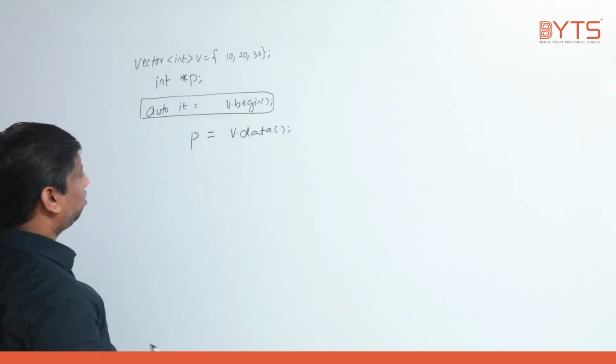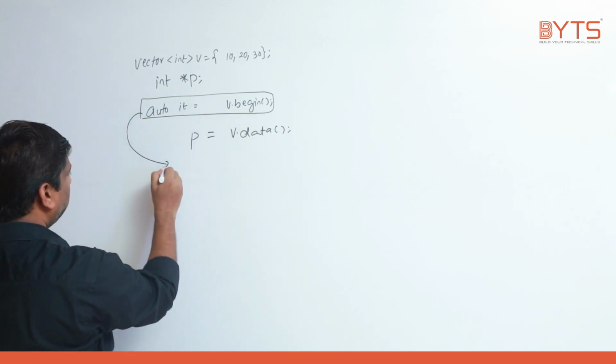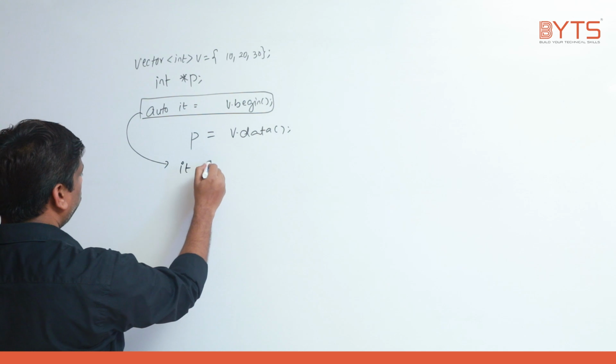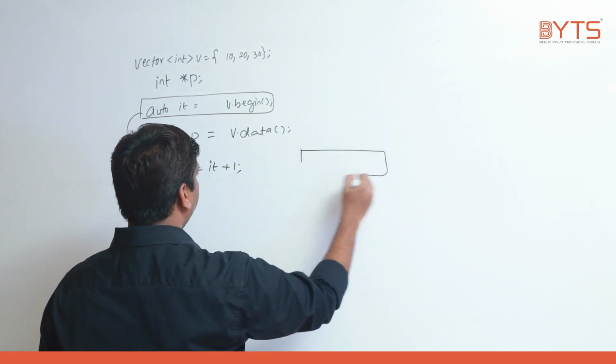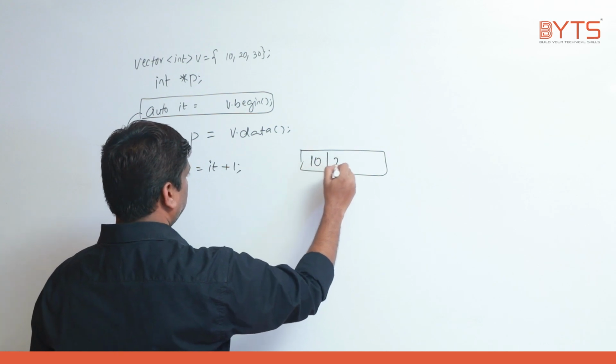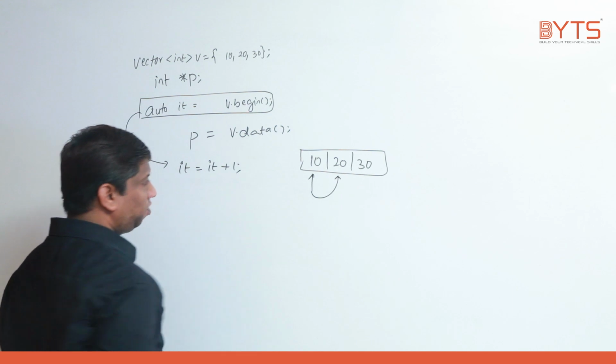Next, another thing. This statement is completed. Now I am writing it = it + 1. Now this is your vector. Initially it was here, it moved here. I hope this is very clear.